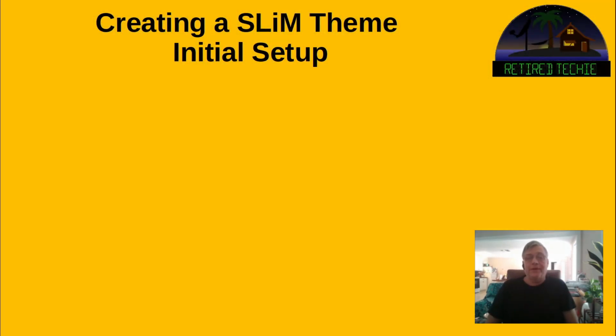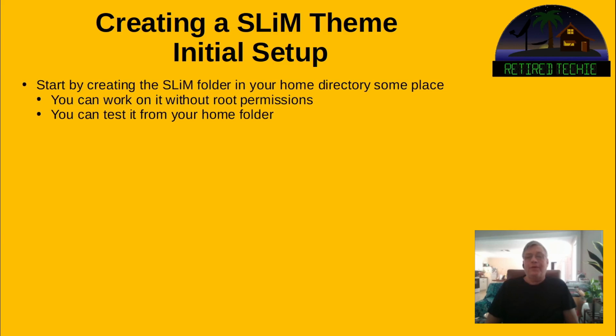Initial setup for creating a SLiM theme. We start by creating a SLiM folder in your home directory someplace. You can work on it without permissions for sudo, su, or root. You can test it from your home folder. You can do a lot of work on it before you actually apply it to your installation to get it pretty close to the way you want. At some point, though, you will have to install it to finish up configuration.